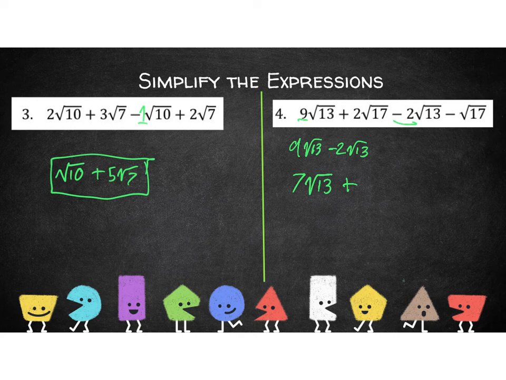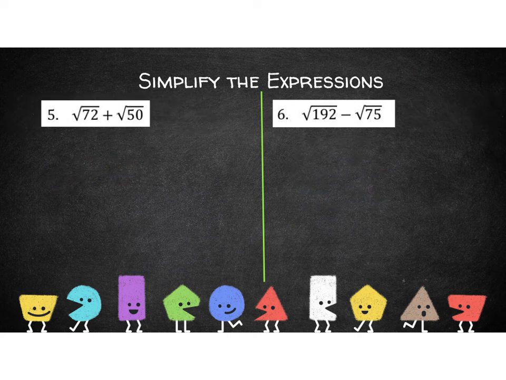plus, now we're going to look at the square roots of 17s. We have 2 square root of 17 minus our 1 square root of 17, and 2 minus 1 is just going to be 1, so we have plus 1 square root of 17. And again, these terms cannot be reduced or simplified because they are both prime, so this is your final answer.